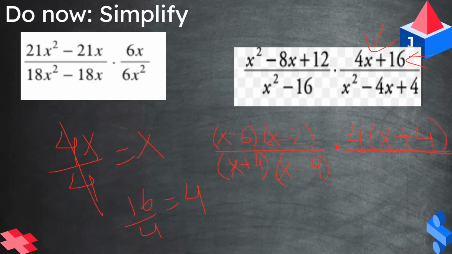Now let's go to the bottom. The bottom is again a trinomial factoring, okay? We just did it for this one, so how do we do that? We figure out the two numbers that will add up to the middle coefficient, and the two numbers should multiply to the constant that we have in there, okay?